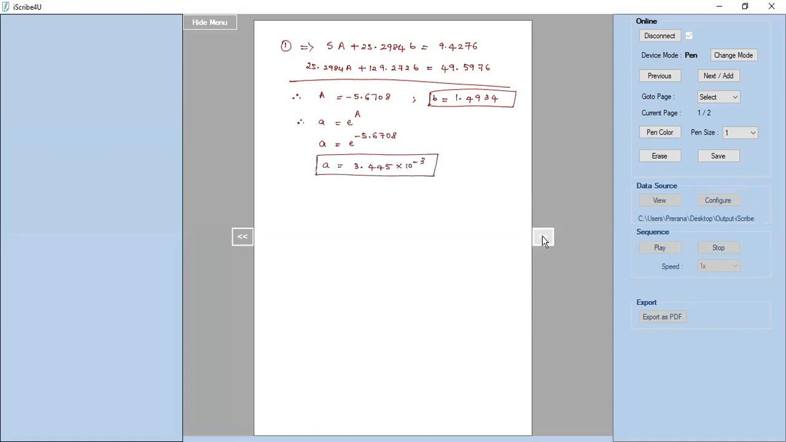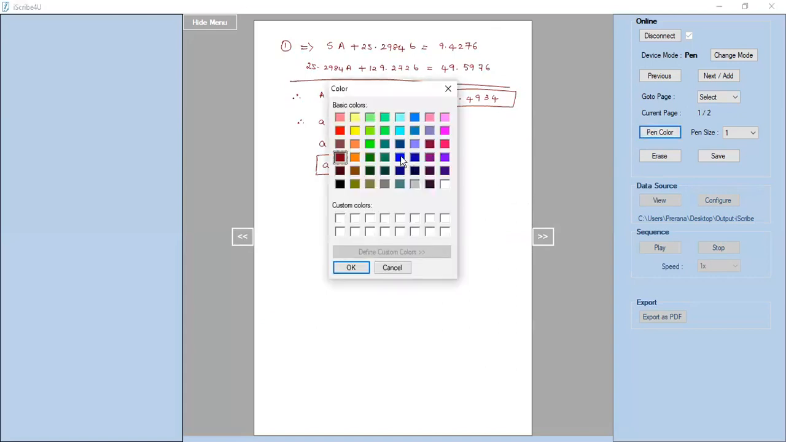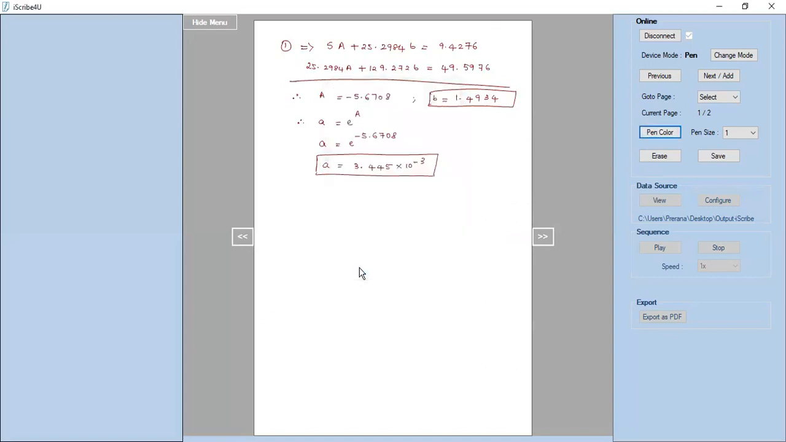So thus the curve of best fit will be obtained by substituting small a and small b into the given curve. Thus, the curve of best fit is of the form y is equal to ax power b, which will give us y is equal to 3.445 into 10 power minus 3 into x power 1.4934.